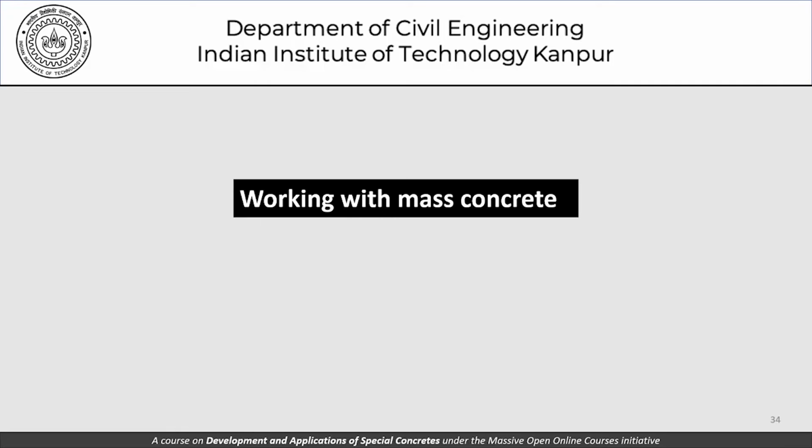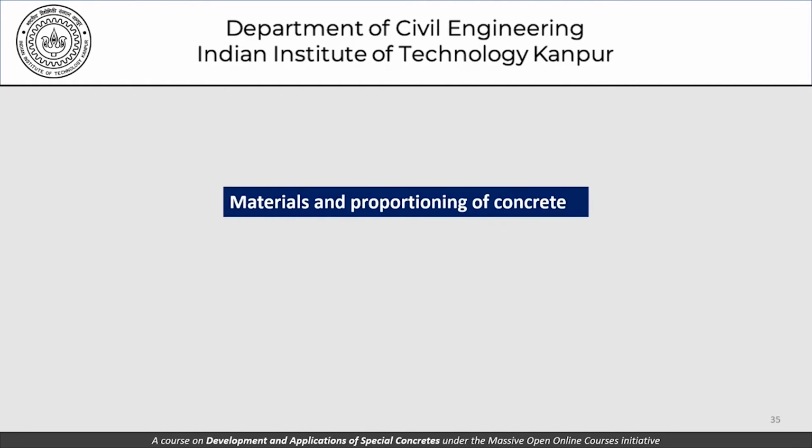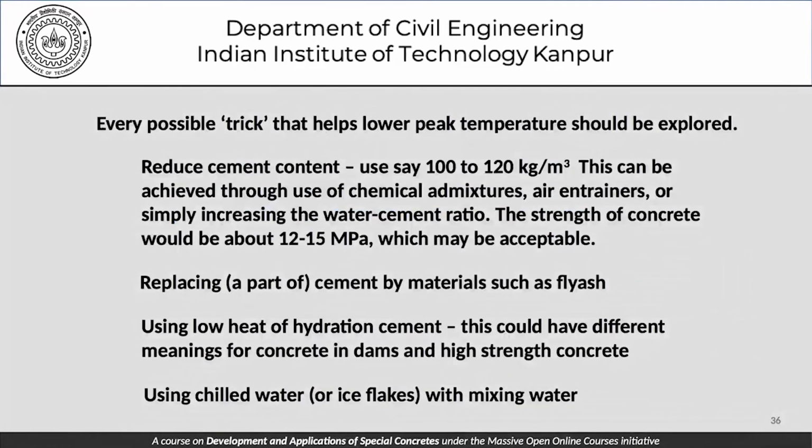So having quickly gone through the three principal components of the heat of hydration issue, that is the heat generated, moved and dissipated, let's talk quickly of some principles about working with mass concrete or working with concretes which is vulnerable to such treatment, which calls for such treatment. First thing that comes to mind is materials and proportioning of such concretes. Every possible trick that helps lower the peak temperatures should be explored. And what are some tricks?